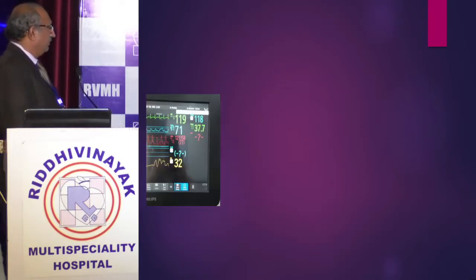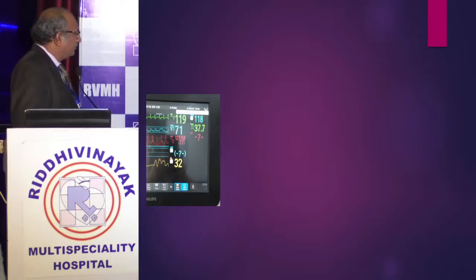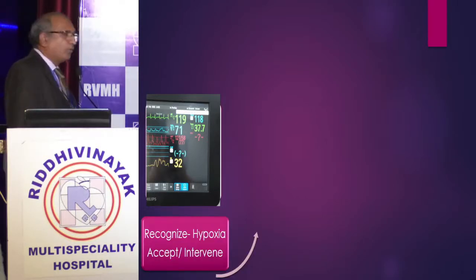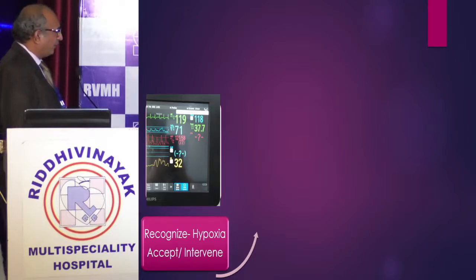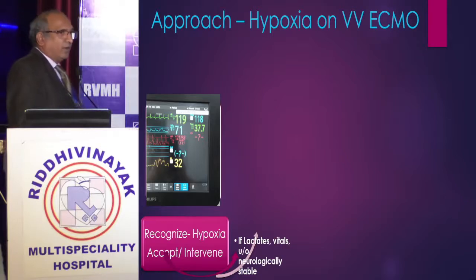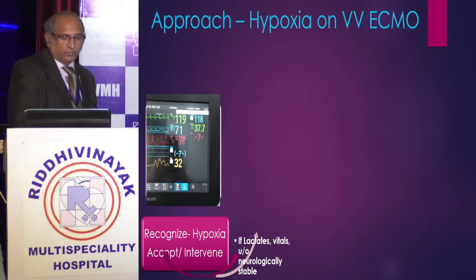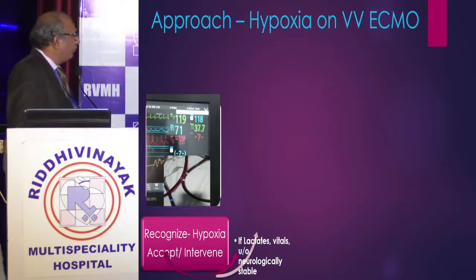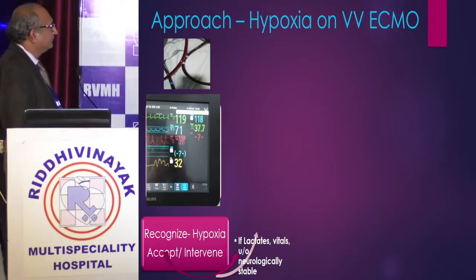Okay. So the patient is on VV ECMO, saturation is 71. So what is the problem? Hypoxia. Now again, you have to decide whether to accept this hypoxia or whether you want to intervene. And how will you decide? Looking at the lactate levels, the urine output, the vitals, and the neurological status. If all that is stable, you accept it.